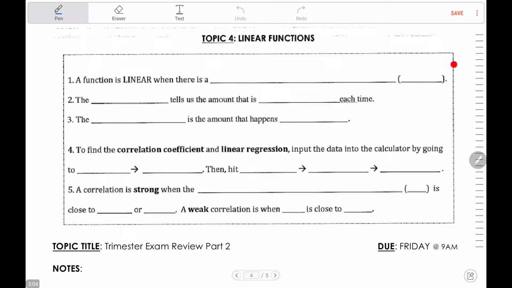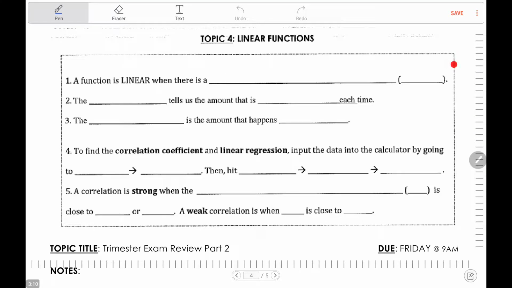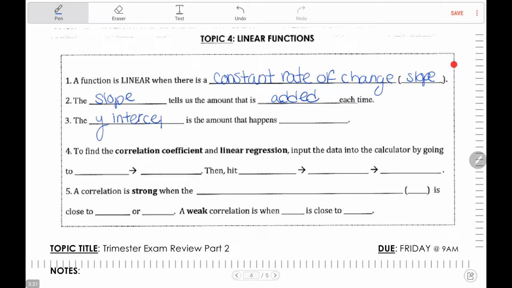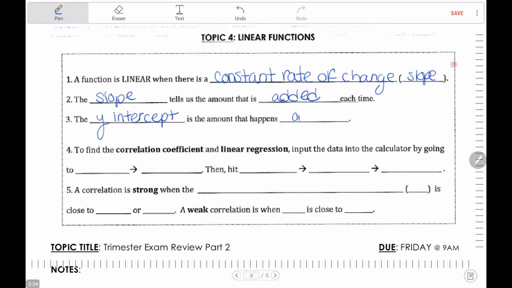So this part should be a little bit more familiar since we just finished this unit up. A function is linear when there is a constant rate of change, and that's just a fancy way of saying slope. The slope tells us the amount that is being added each time, and the y-intercept is the amount that happens once. These two are especially important when we're talking about in context of a problem, so think back to your performance test yesterday when we had to do that.